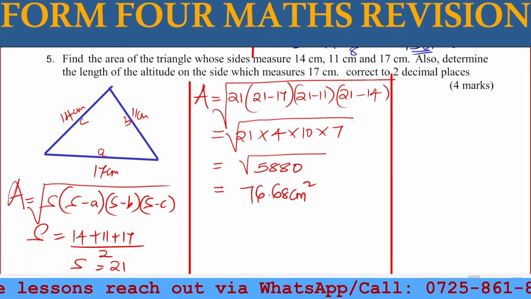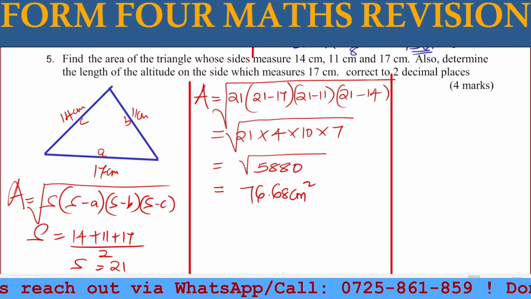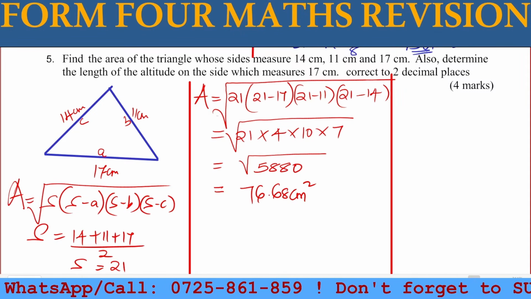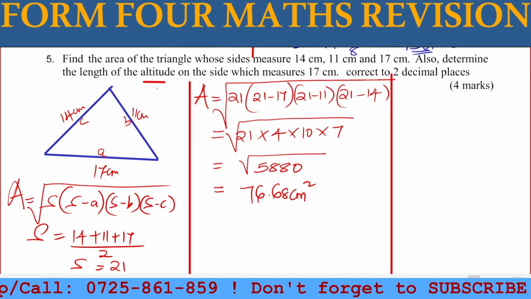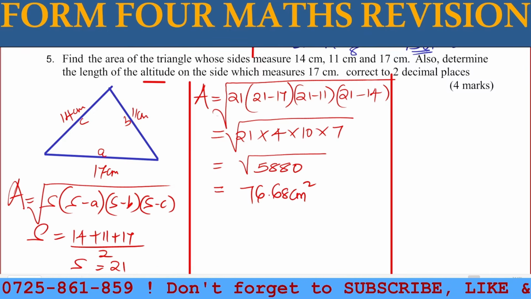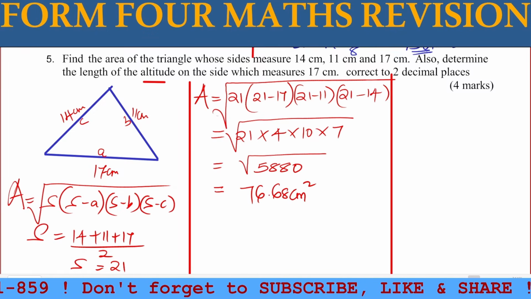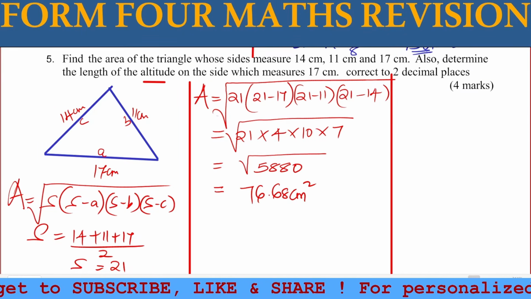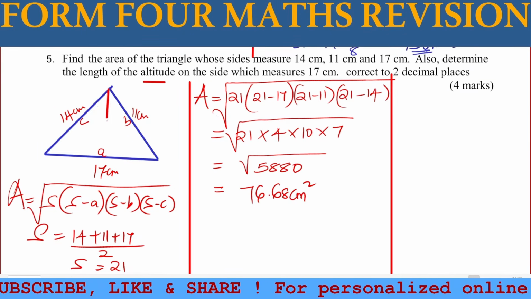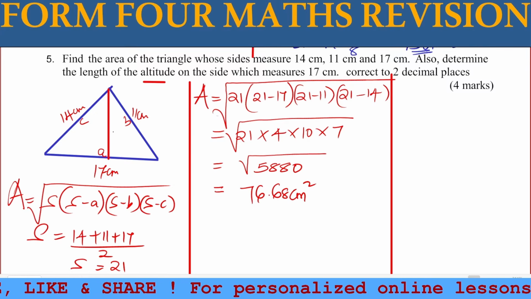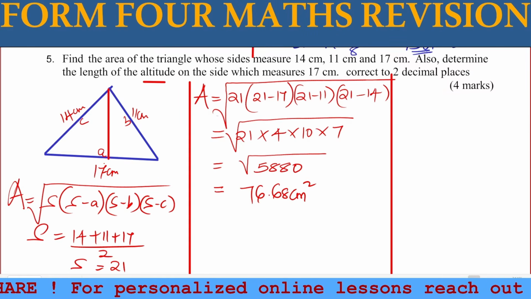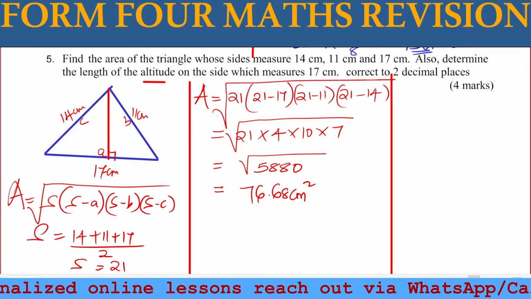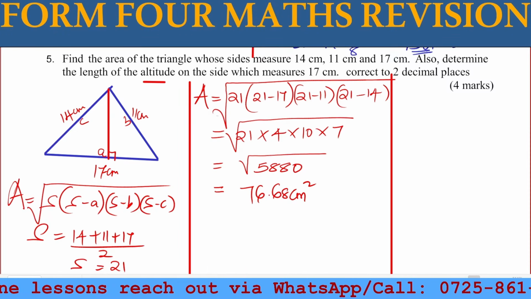Now the one that is remaining is to determine the length of the altitude on the side which measures 17. Altitude is the height. That is a perpendicular height. This will be the height on the side that measures 17. So you're going to have the perpendicular distance from the vertex up there to that side that measures 17 centimeters. So that is the height that you are required to get. So how do you get that height?